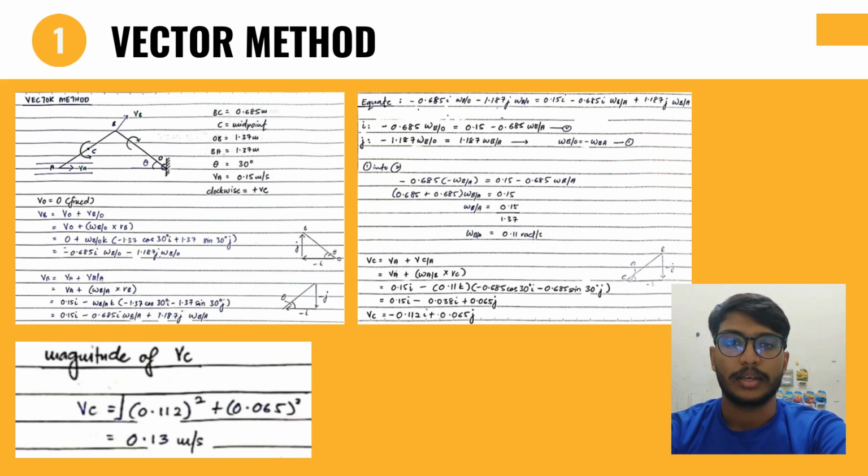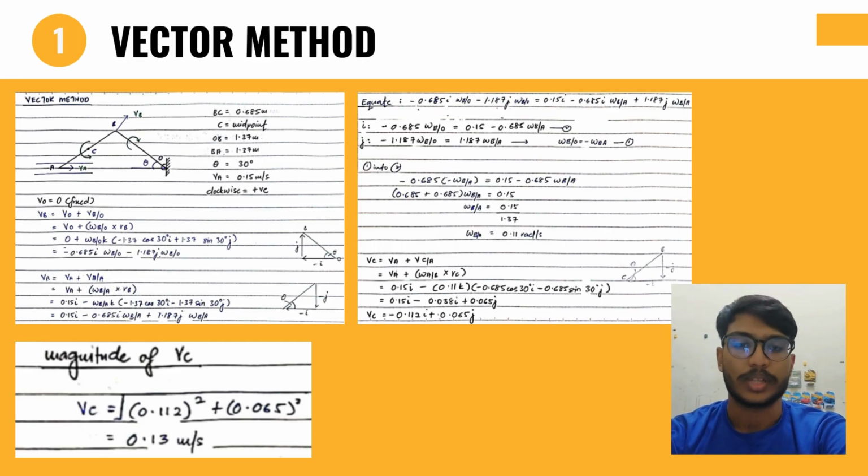First, we begin by listing out the known parameters. We have length of OB, length of BA, length of BC. C is the predetermined midpoint which we are trying to find for this assignment. And then we have the value of theta, the value of velocity at point A, and we also predetermine that clockwise is the positive direction for this assignment. Now we start off with our calculation.